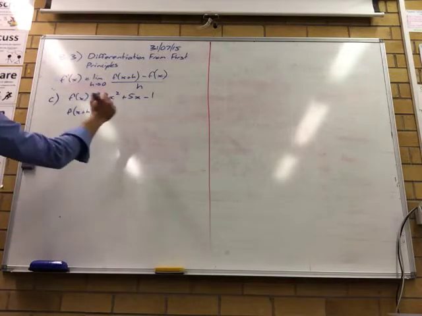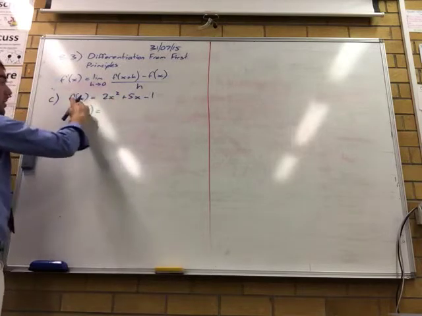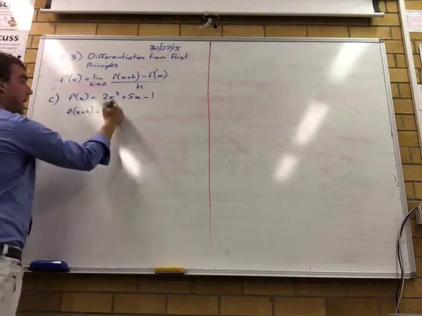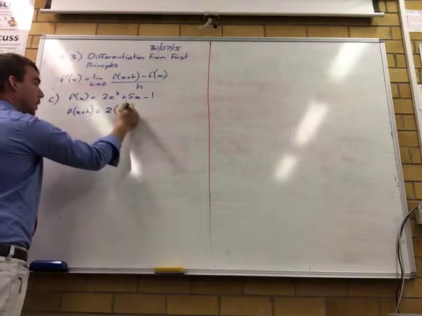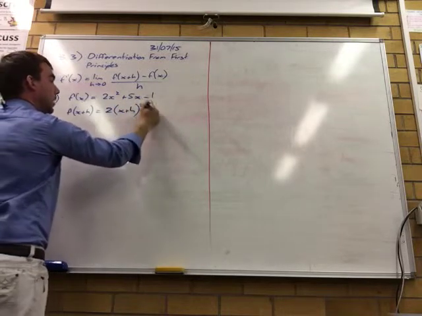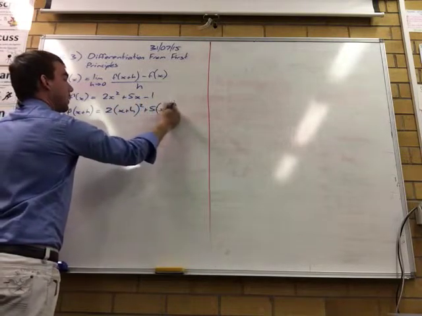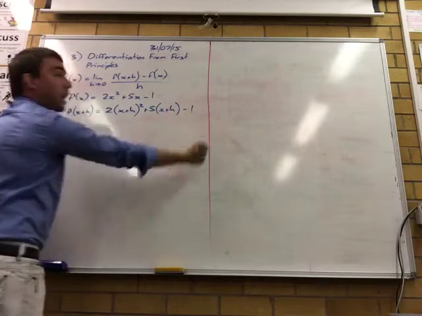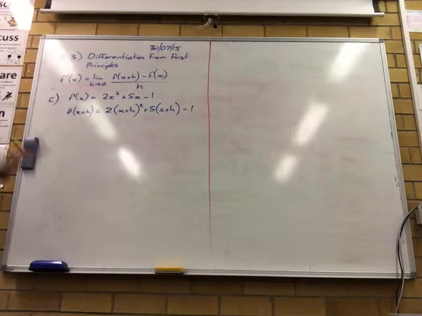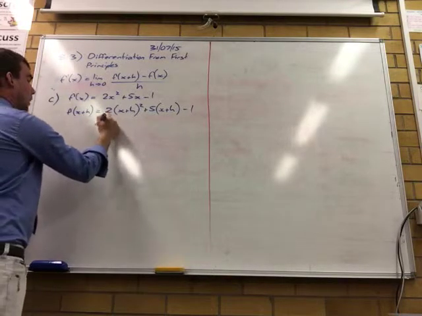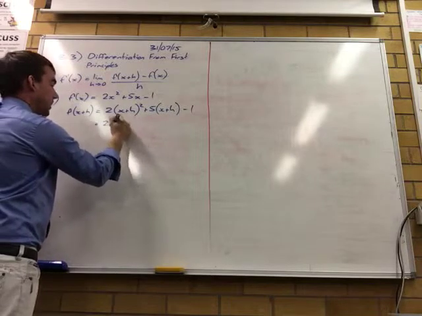So that means every time there's an x, I'm going to substitute in an x plus h. So it equals 2 times (x plus h) all squared, plus 5 times (x plus h), take away 1. That's why we do it on the side. We don't put it in the formula straight away because we have to do some tidying up. I'll do this one step by step.